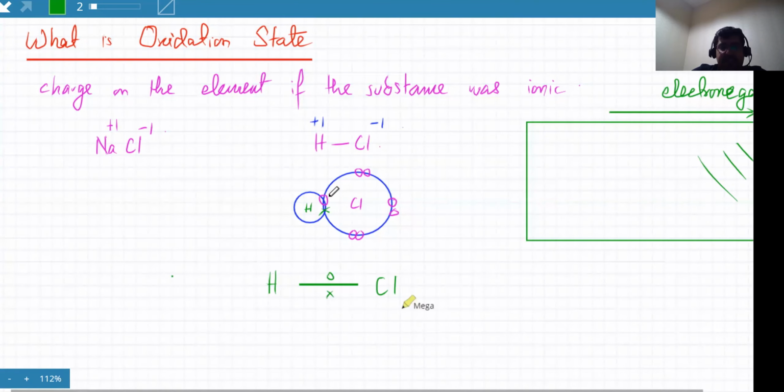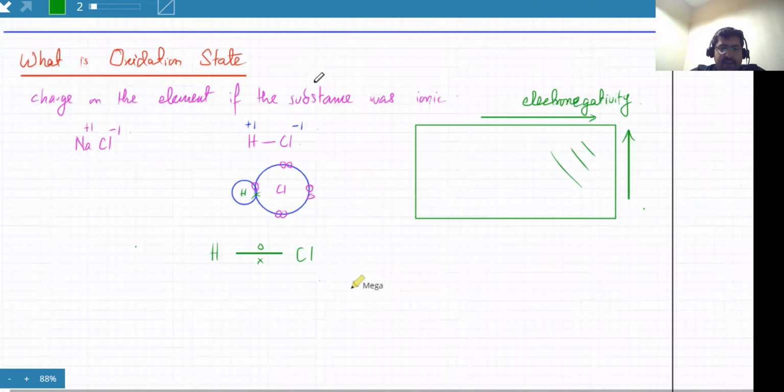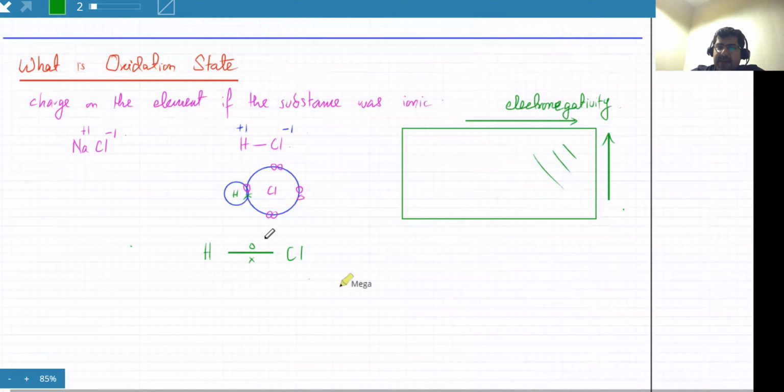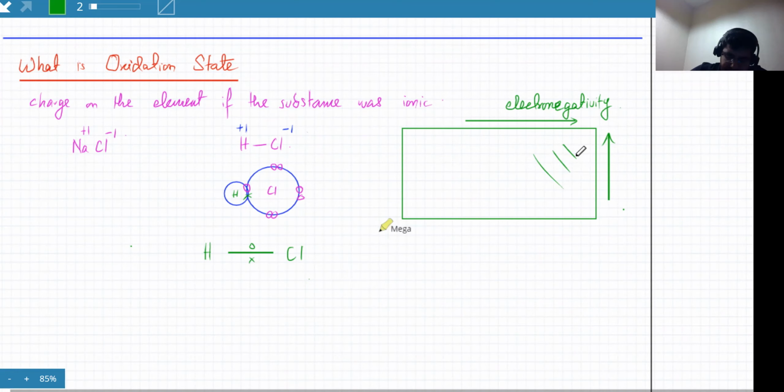So the thing is that these 2 electrons are not exactly in the middle. Cl is somewhere over here on the right side. Cl is very electronegative. I mean, you already know that Cl likes to gain electrons, right? So these 2 electrons would be really close to Cl. Cl is very electronegative, so the molecule would still be covalent.